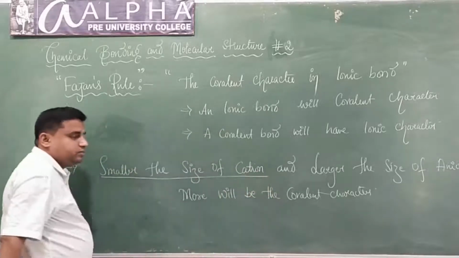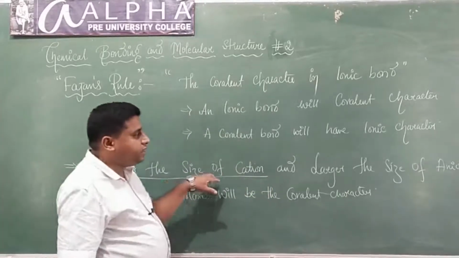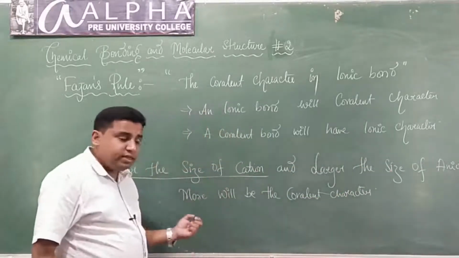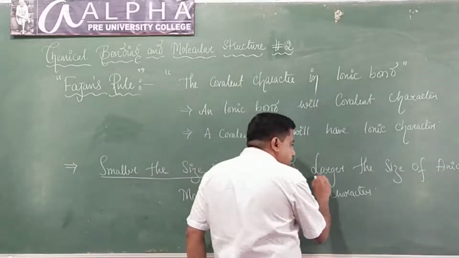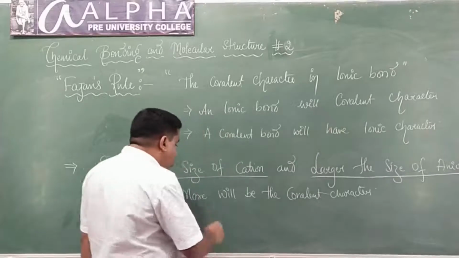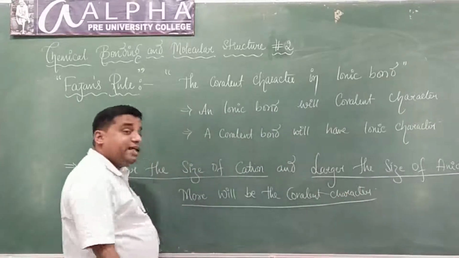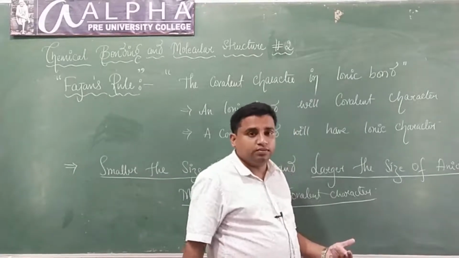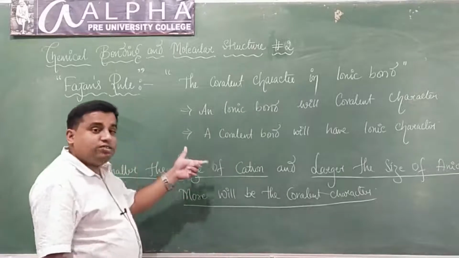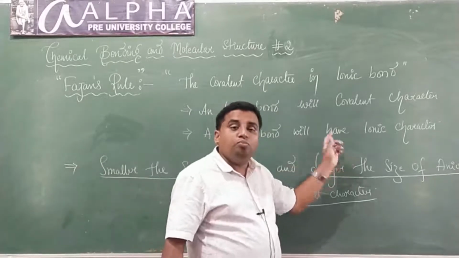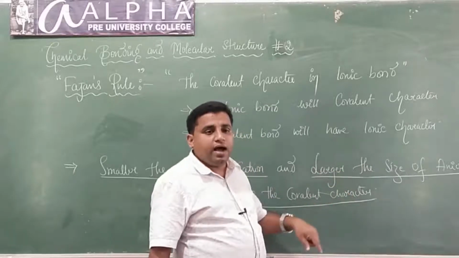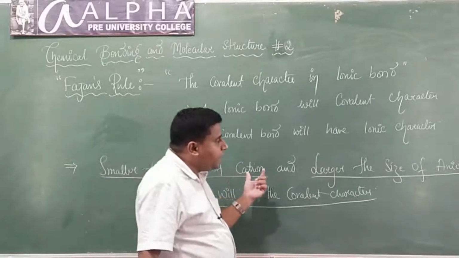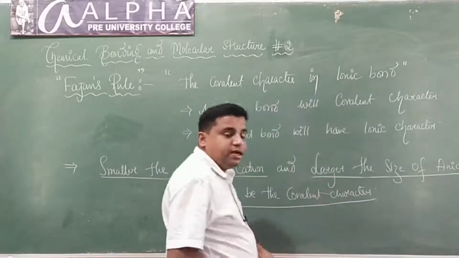Obviously cations are smaller than anions, which we have learnt in the periodic table. Now, smaller the size of the cation and larger the size of the anion, more will be the covalent character in an ionic bond. And vice versa: larger the size of the cation and smaller the size of the anion, more will be the ionic character. But remember, learn Fajan's rule this way: smaller the cation and larger the anion, more covalent character.